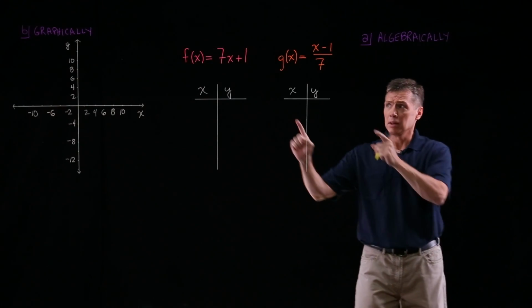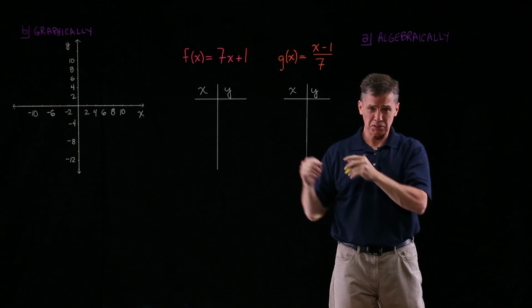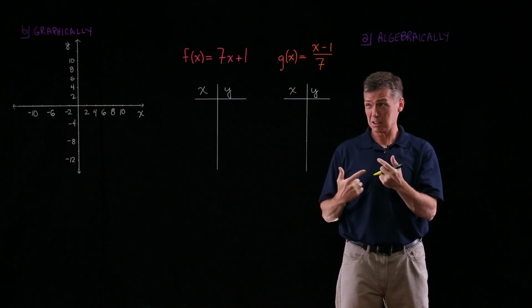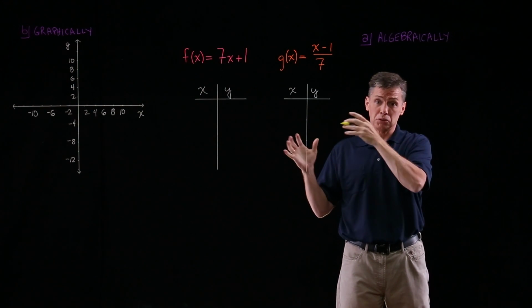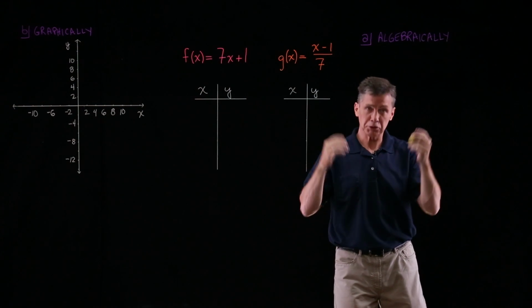Okay, in this problem, they've given us f of x and g of x, and what we're asked to do is to verify that they are inverses of each other. And we need to do so algebraically and then also graphically. So I'll start with my algebra.